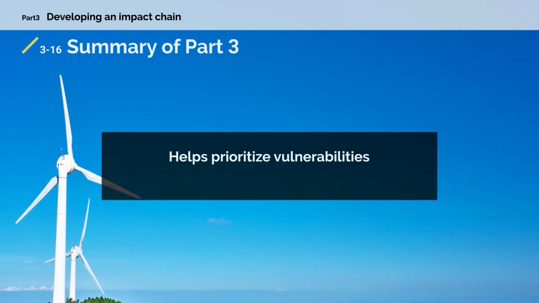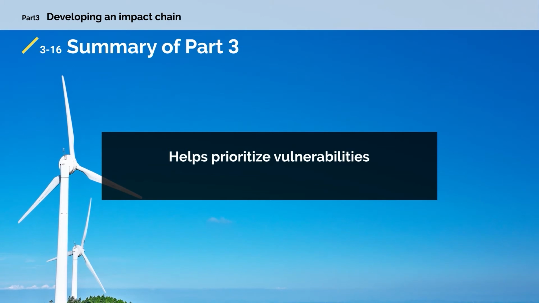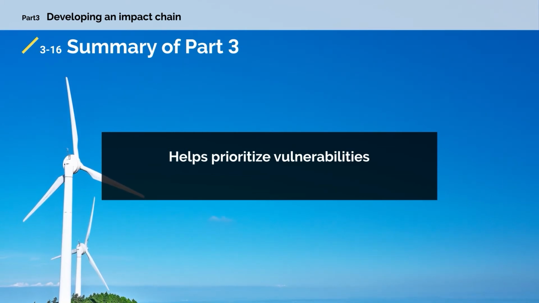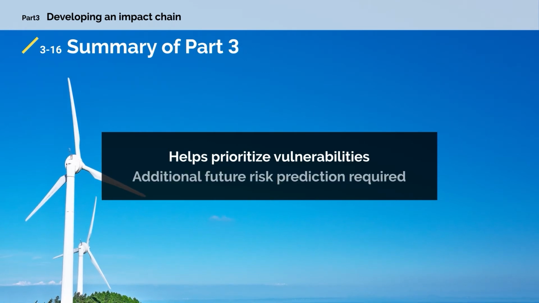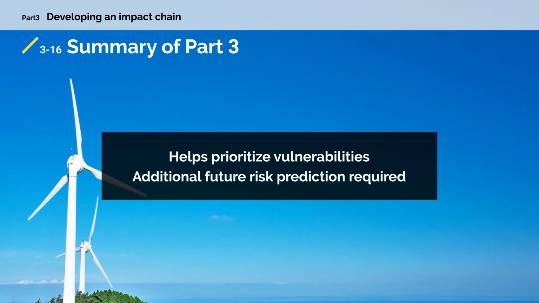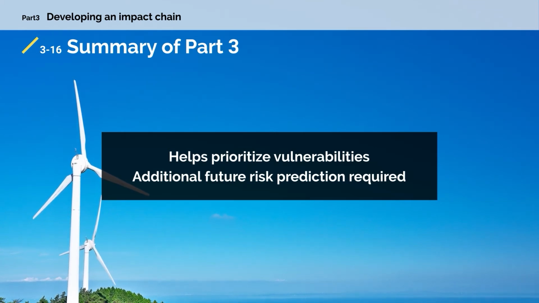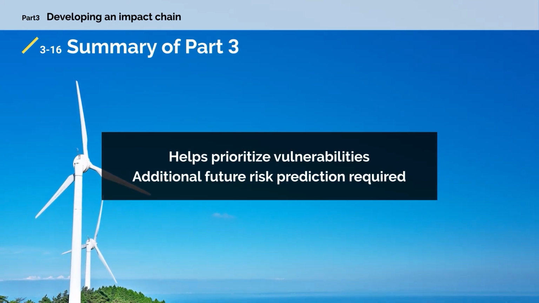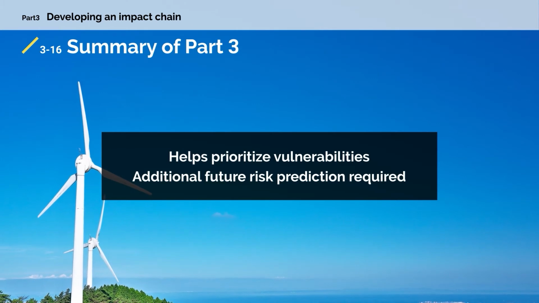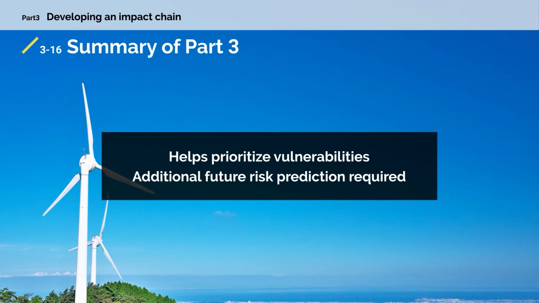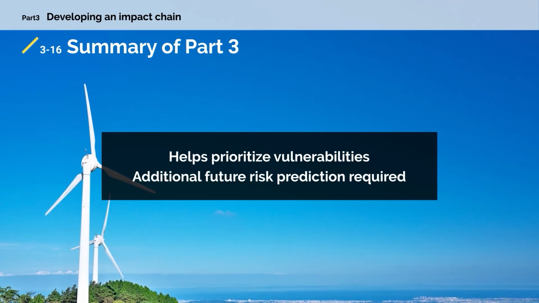As we have seen, an impact chain is an effective way to understand the complex impacts of climate change, consider countermeasures, and prioritize them. Even without quantitative data, an impact chain can be created with empirical knowledge. While an impact chain illustrates the relationship between climate and impact, it is not a risk assessment for future climate change. In the next part we will discuss methods for predicting future risks.